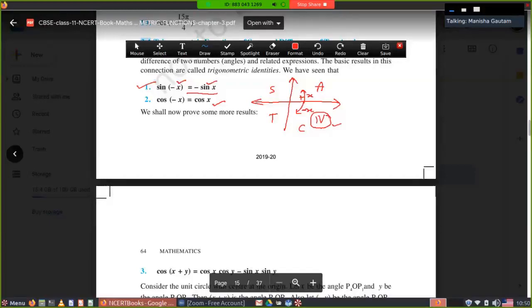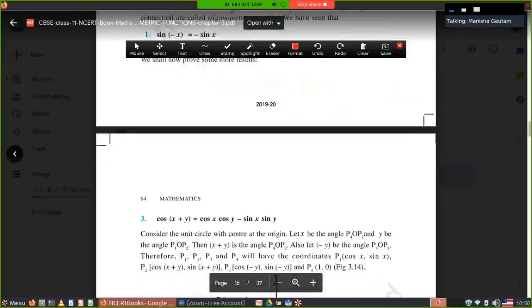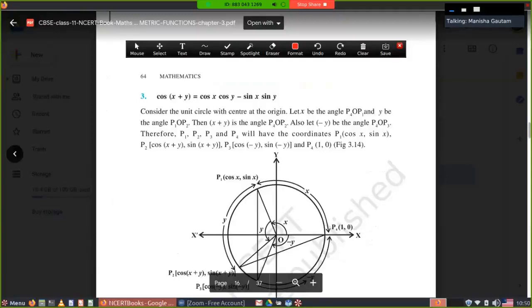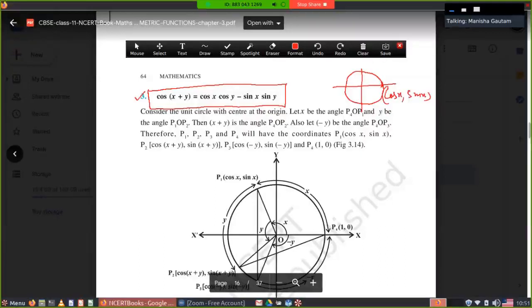The next identity is cos of x plus y is equal to cos x cos y minus sin x sin y. This identity is proved by using the distance formula. As I told you in the previous lecture, when we take a point on the unit circle, the first coordinate gives you cos of x, and the second is sine of x. Here the same concept is applied.